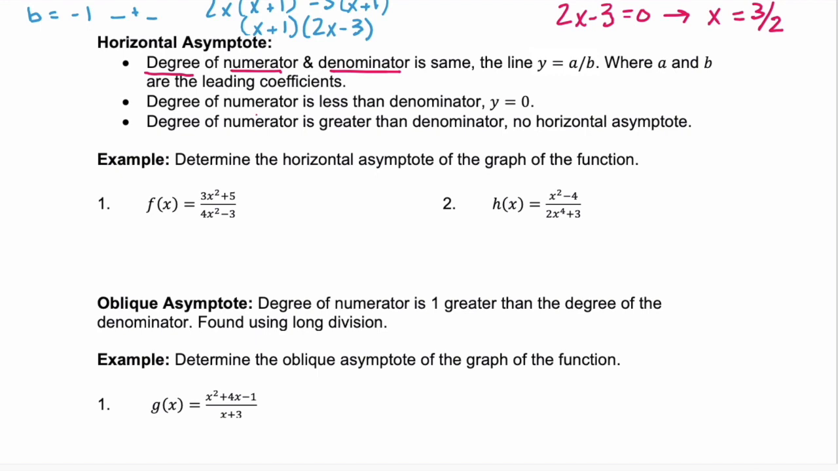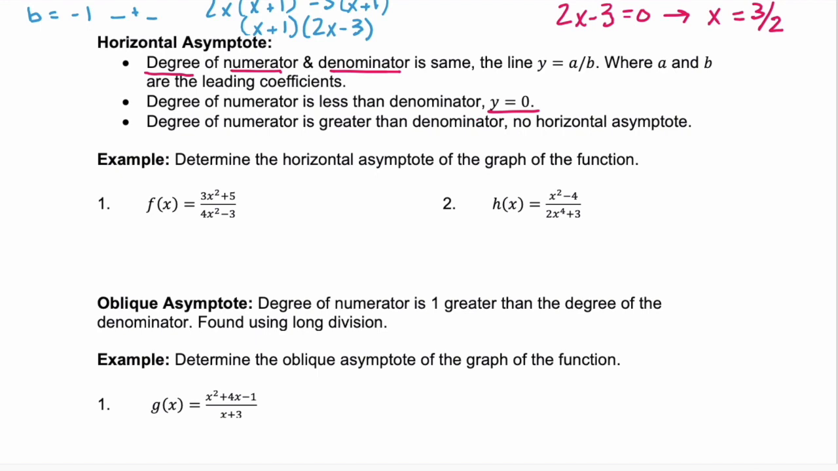If the degree of the numerator is less than the denominator, you get y equals 0 as your horizontal asymptote, so that is your x-axis. And if the degree of the numerator is greater than the denominator, there's no horizontal asymptote.